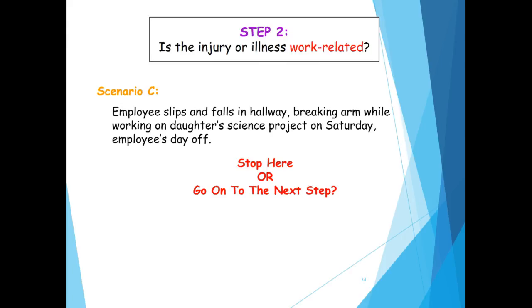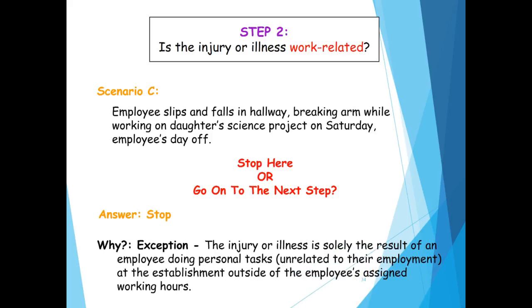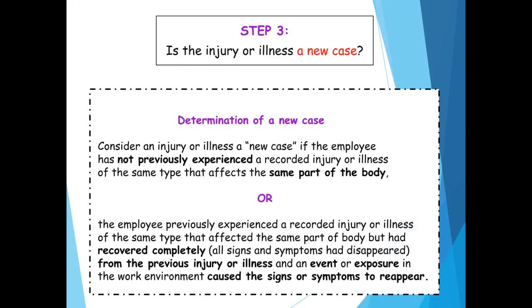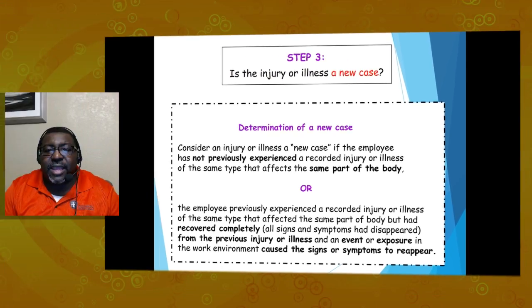In this scenario, the employee is doing something as a member of the general public, not in the interest of the employer. And so therefore, that is not a recordable injury if they get injured. Next thing is determining if it's a new case versus an old case. A new case will be if someone has injured a body part that wasn't previously injured, then that is a new case. Or if they did have a body part that was previously injured, but they had a full recovery, then that is a new case.